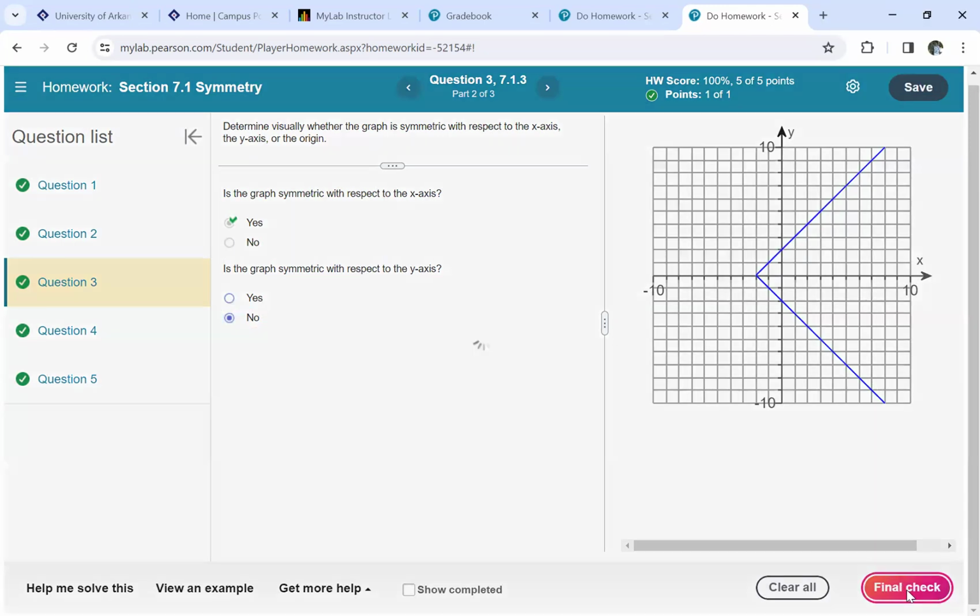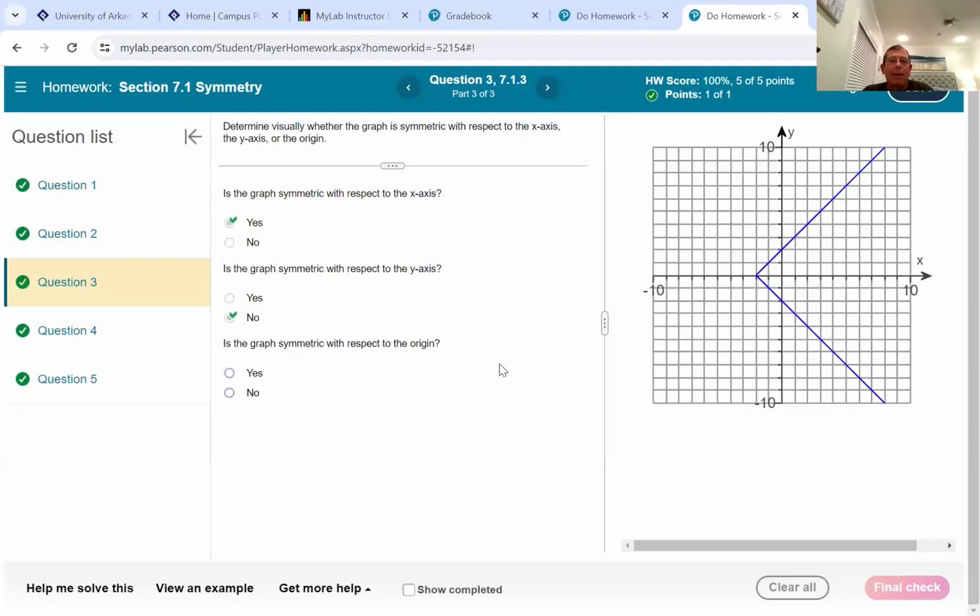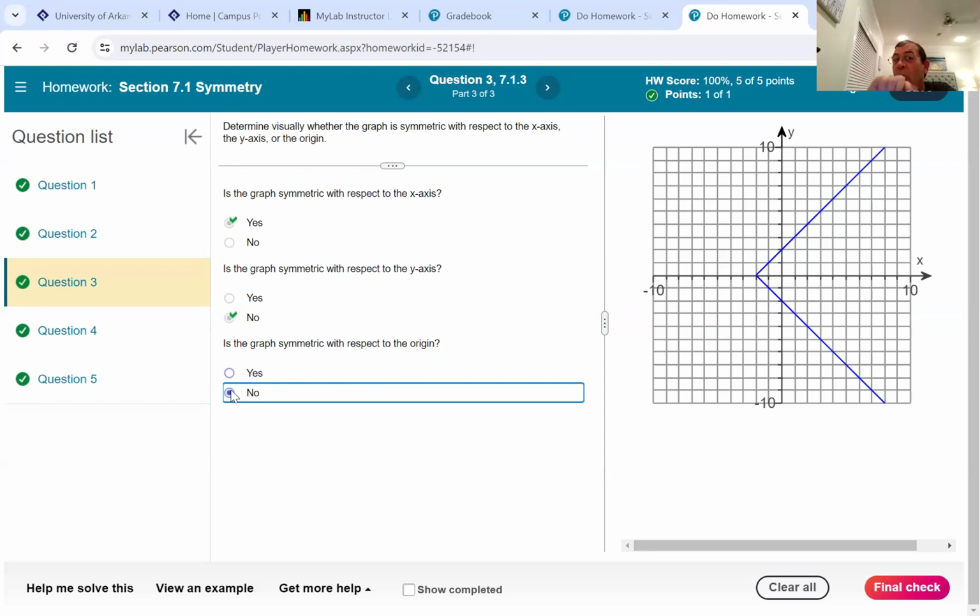All right. Now let's see. Is it symmetric to the origin? If you turn it upside down, would you have the same picture? No. This looks like a less than, right? If you turn that upside down, it'll look like a greater than. The wide part will be on the left and the pointy part will be to the right, but it isn't going to look like the same picture. Since it won't look like the same picture, that would be a no. You'll see it's only going to be symmetric to one of the three in this section, okay?